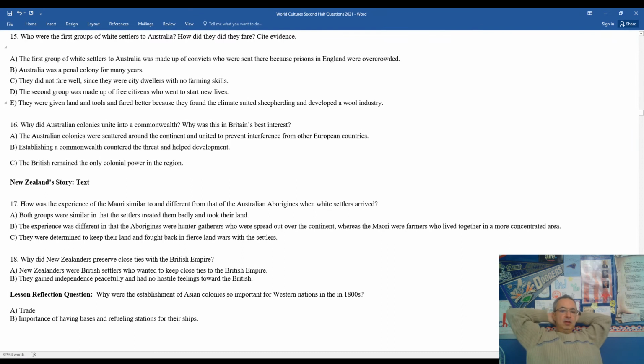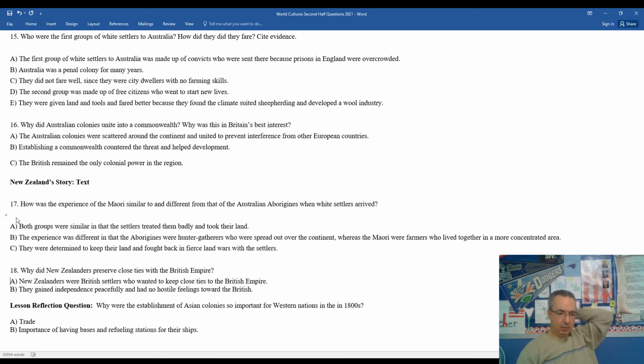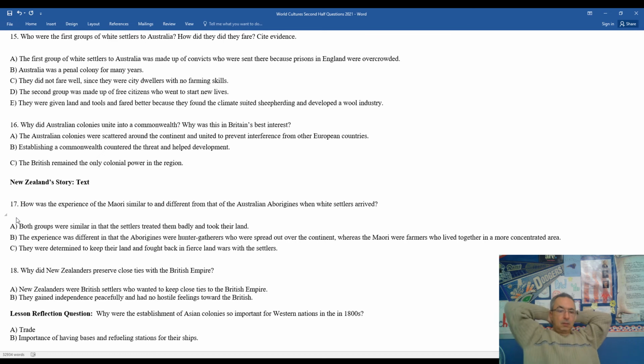Now on to New Zealand, which is not too far, obviously, from Australia. Often they are collectively referenced together in contemporary times. How was the experience of the Maoris similar to and different from that of the Australian Aborigines? So basically, both are the native groups to those particular countries.